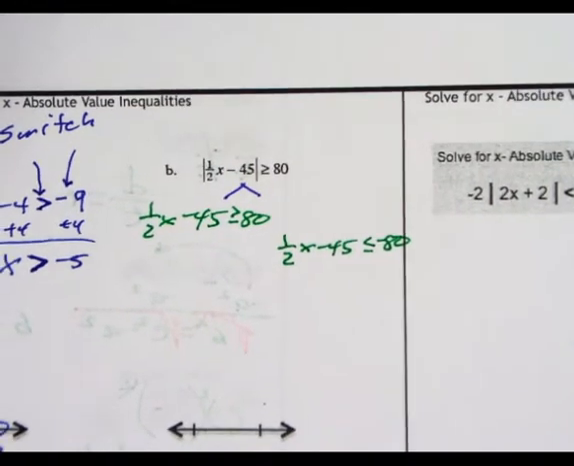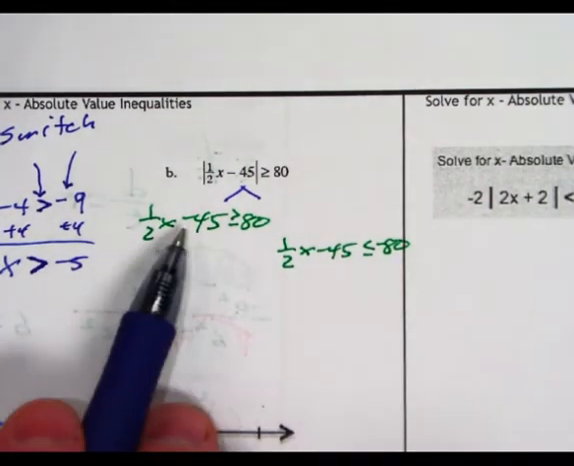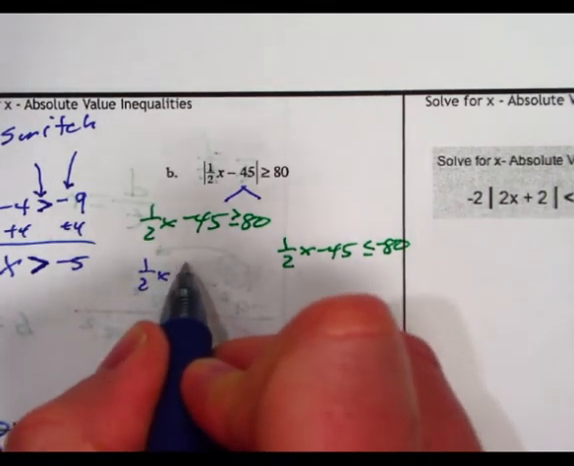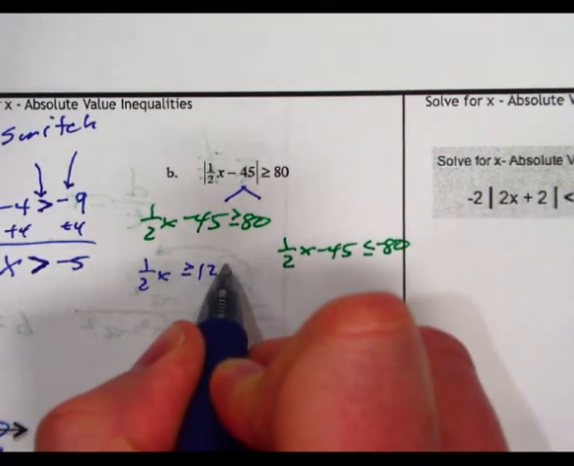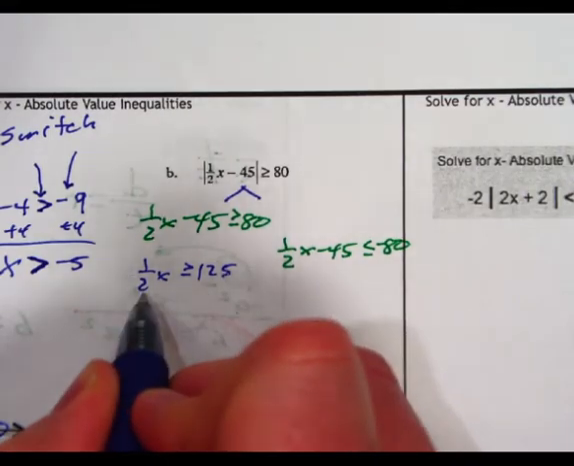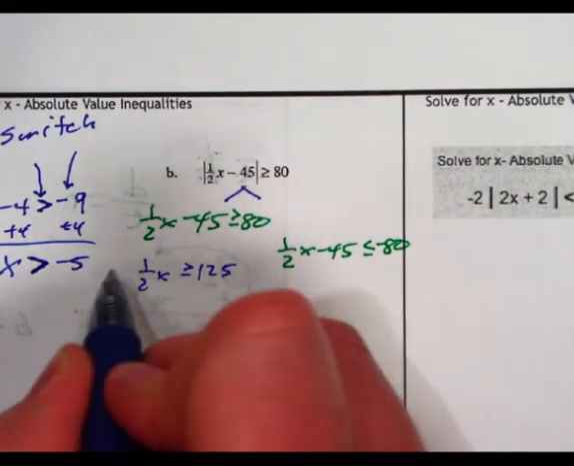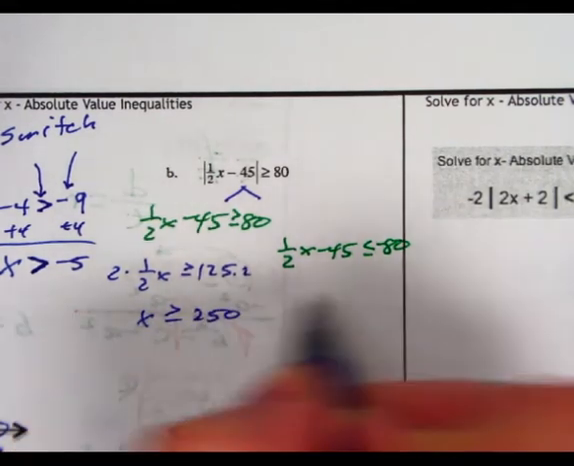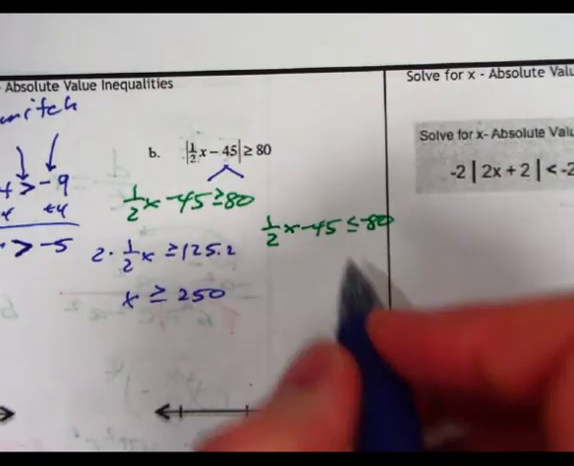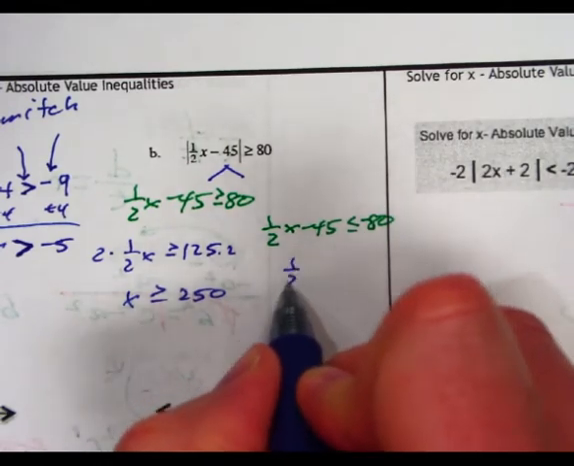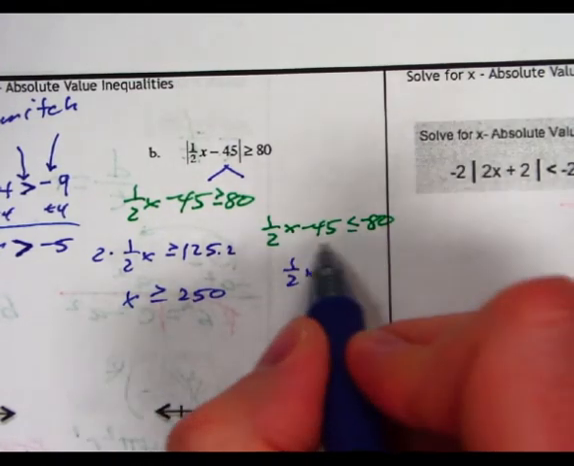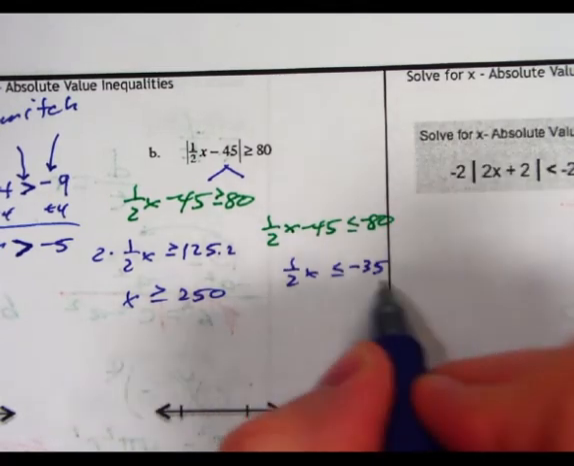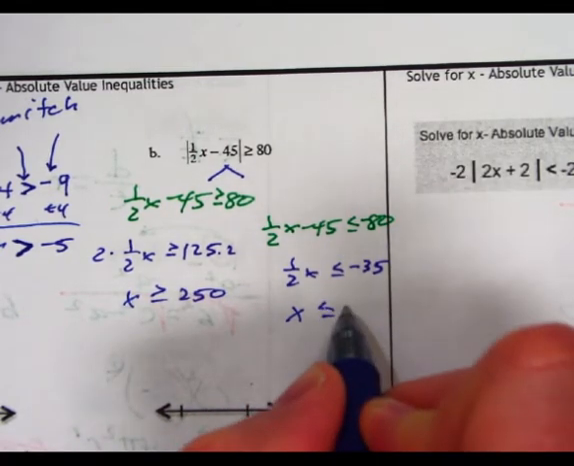Now we need to solve both of these. I'm going to add 45 to both sides, so that gives me 1/2 x > 125. I'm going to multiply both sides by 2 because I'm doing 1/2. Multiplying by 2 cancels the half, and x > 250. That's one of my solutions. My other one is add 45 to both sides. I'd have 1/2 x ≤ negative 80 plus 45, which is negative 35. Multiply by 2 on both sides, and x ≤ -70.